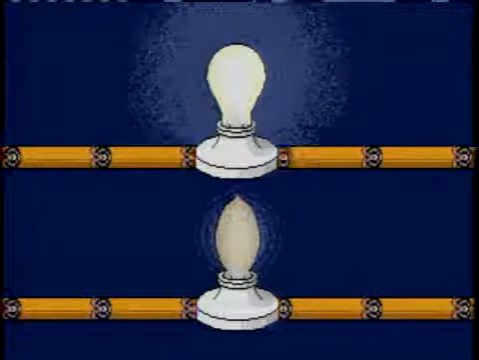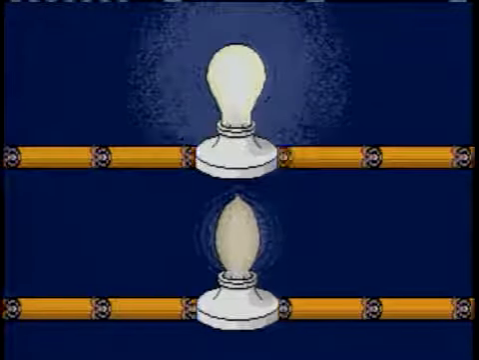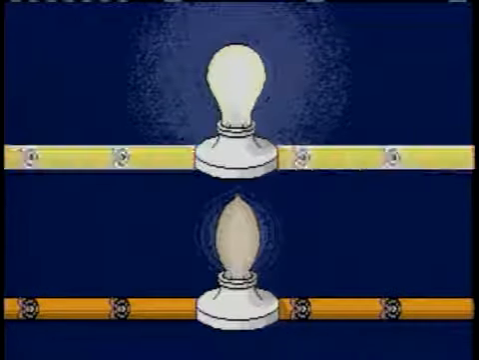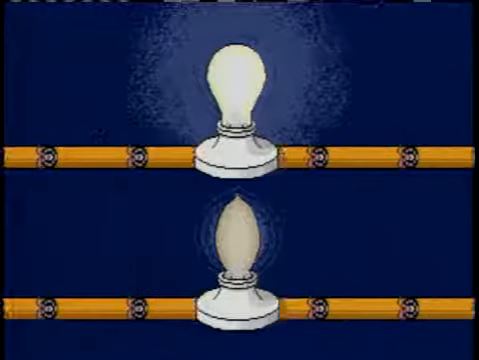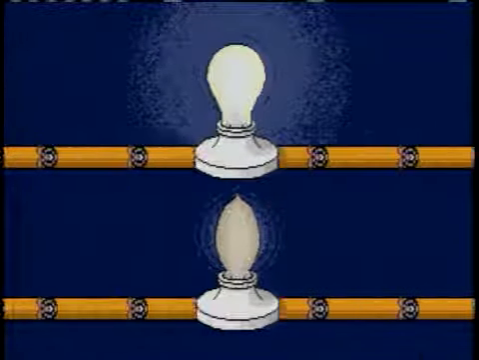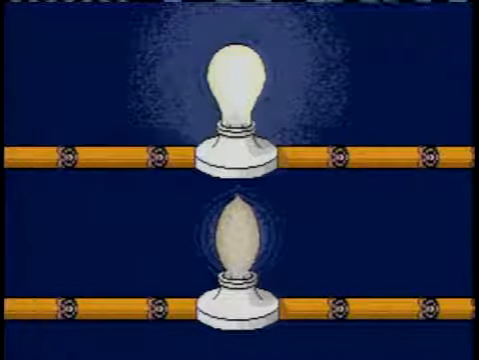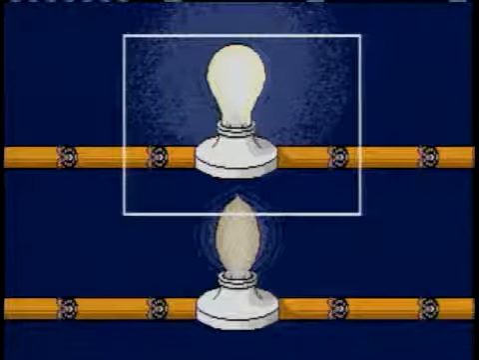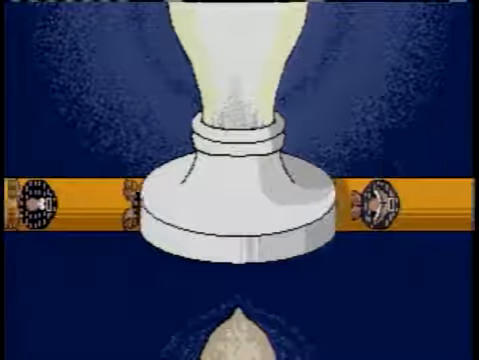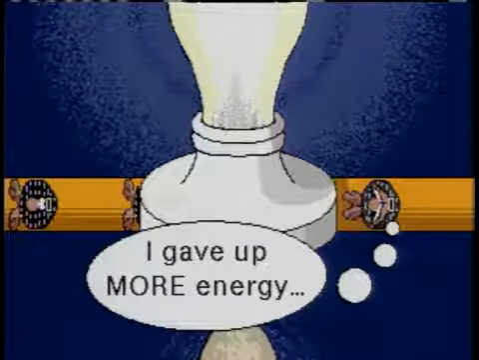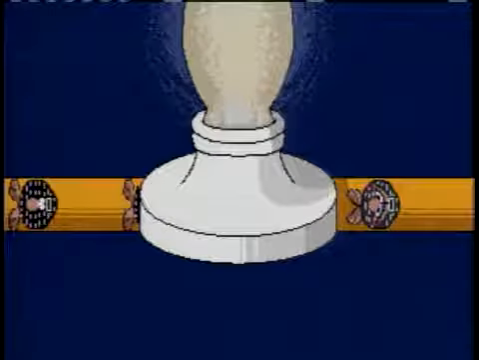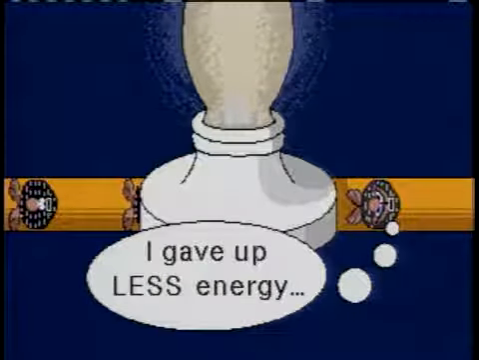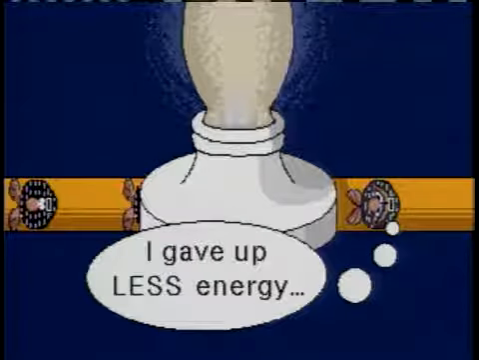Current, however, isn't the only important characteristic of a circuit. You can see that the current flowing through both bulbs is the same, yet one bulb is glowing more brightly than the other. That means that in the circuit with the brighter bulb, each coulomb of charge must transfer more energy to the bulb, compared to a coulomb in the circuit with the dimmer bulb.